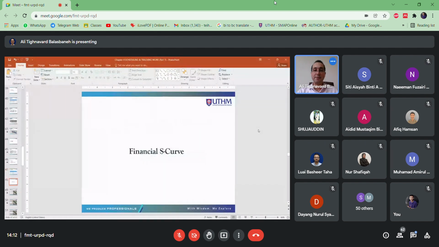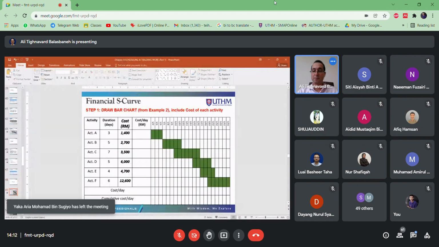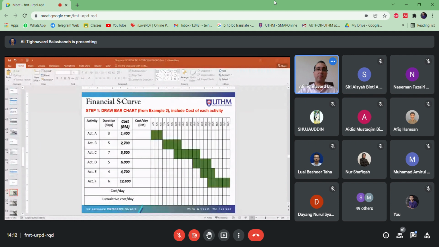Okay, let's see. Financial S-curve. Step 1, we will have to draw the bar charts, which include the cost of each activity. Why the emphasis on the cost of each activity? Because you are going to draw for financial, not physical S-curve. Okay, for financial.